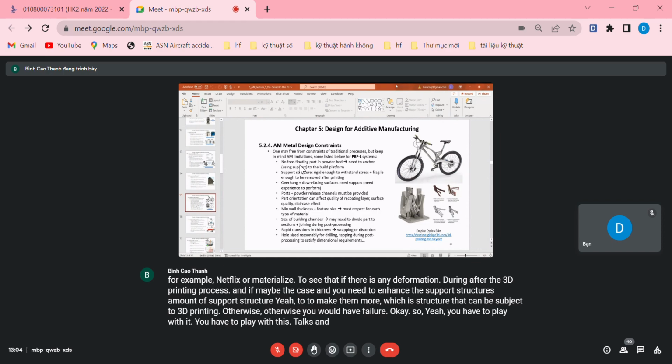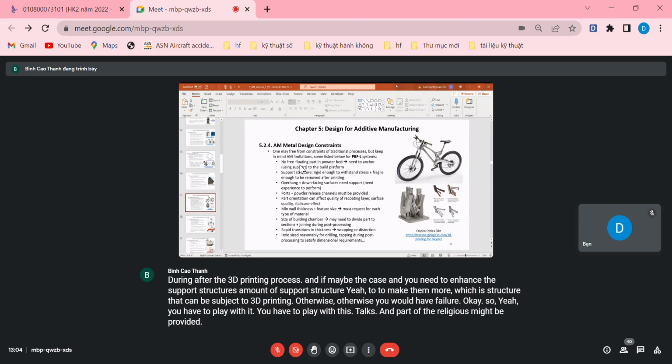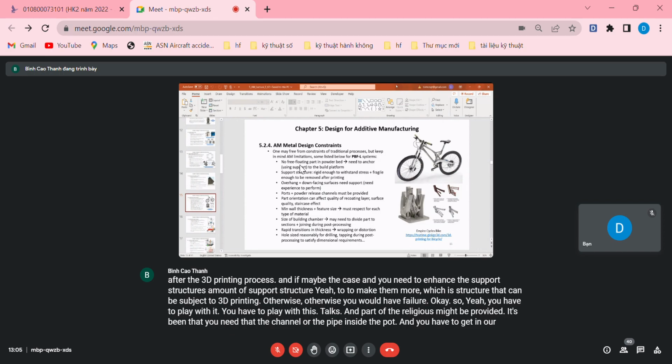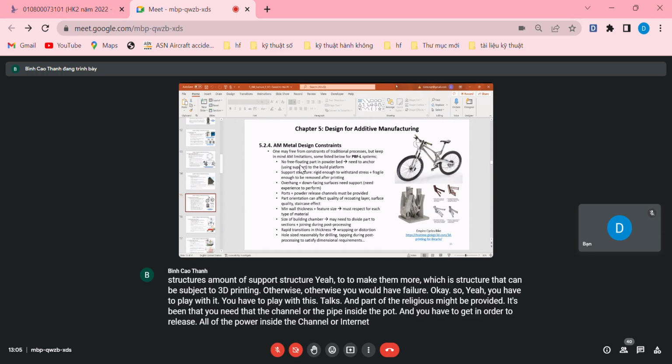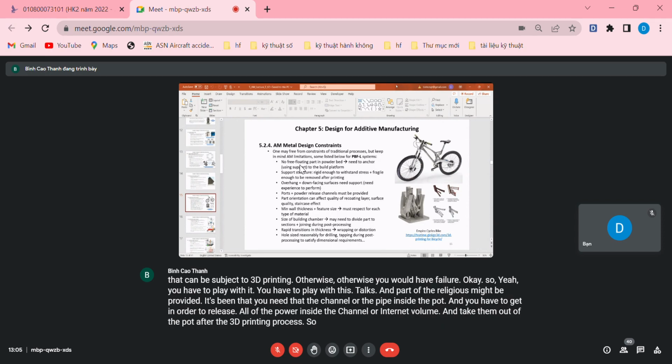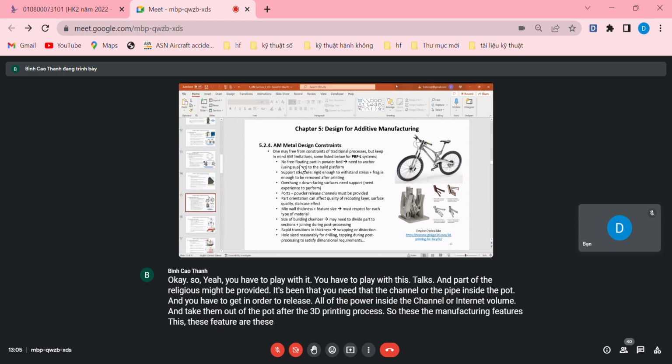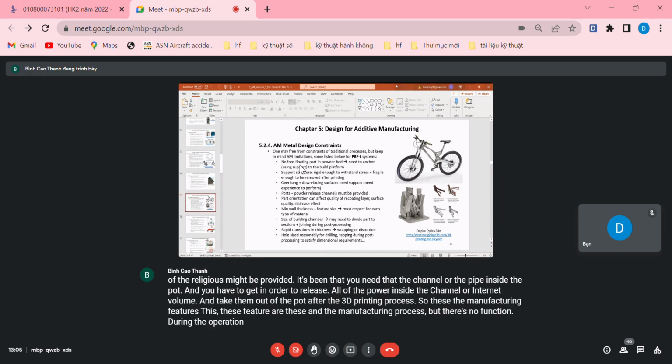Pots and powder release channels must be provided. It means that you need a channel or pipe inside the pot, in order to release all of the powder inside the channel or internal volume and take it out of the pot after the 3D printing process. These are manufacturing features. These features exist in the manufacturing process, but have no function during the operational phase.